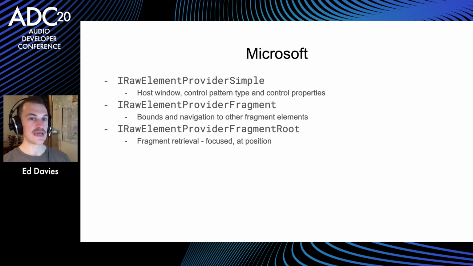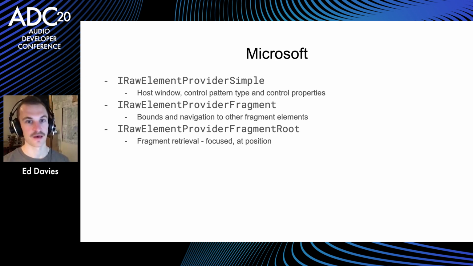So there are three important interfaces really in UIA that we need to talk about. The first of which is the IRawElementProviderSimple interface. And as the name suggests, this is the interface for just really simple UI elements. This handles things like a connection to the host window, so the host HWND that the UI control is contained within, control pattern type, and also managing control properties, which we'll get onto a bit later.